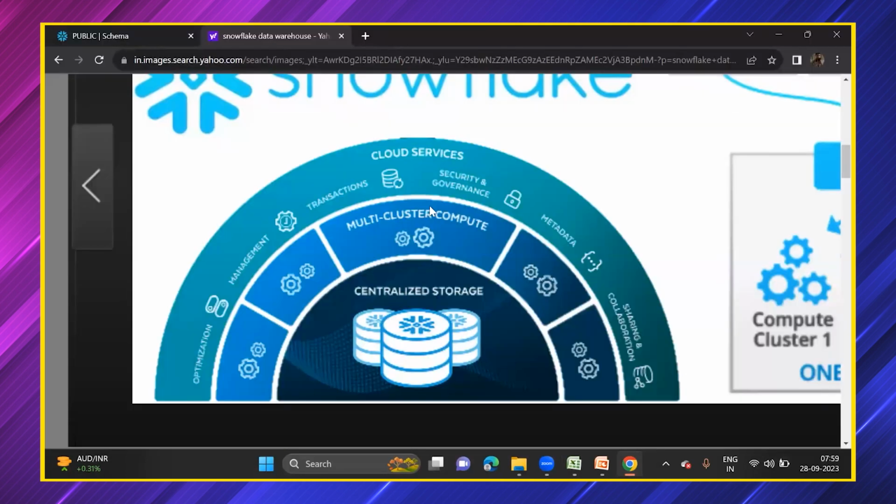And then finally, we have the topmost layer, which is the cloud services layer, which takes care of the optimization of the queries, the management, the transactions, the security and governance, which we talked about, of how the person is going to be logged in, and then the metadata management and the sharing and collaboration. All these things will be taken care of by the cloud services layer.